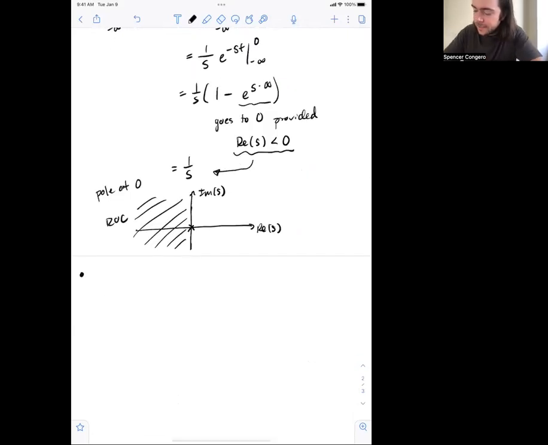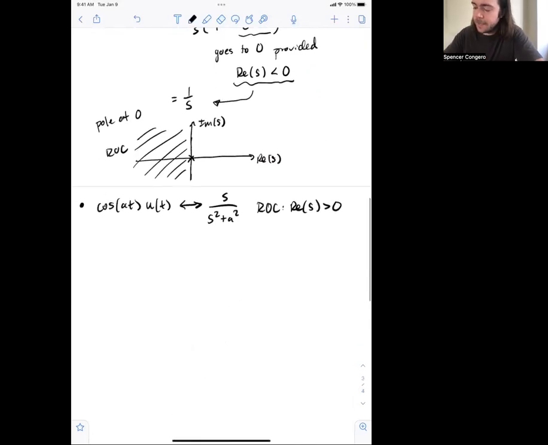Okay, next one. So we have cosine of at u of t. What is the Laplace transform there? It turns out it's s over s squared plus a squared, and the ROC is going to be when the real part of s is greater than 0. And we're going to take a to be a real number, right? Because we want to be plugging in real numbers to our cosine function.